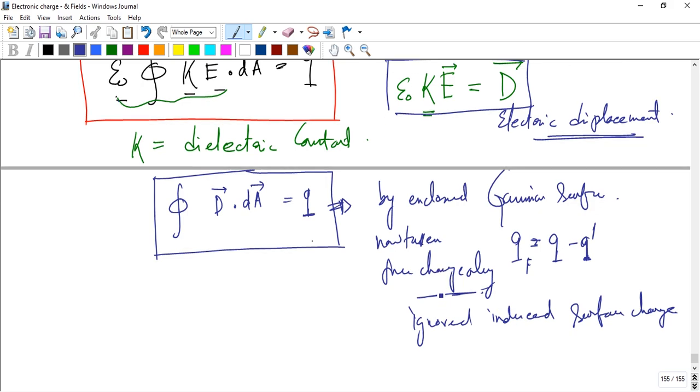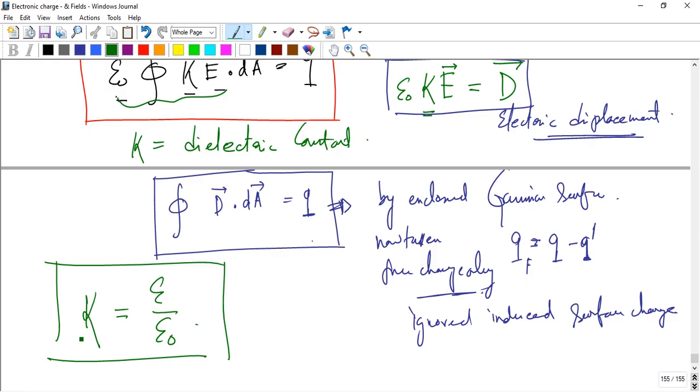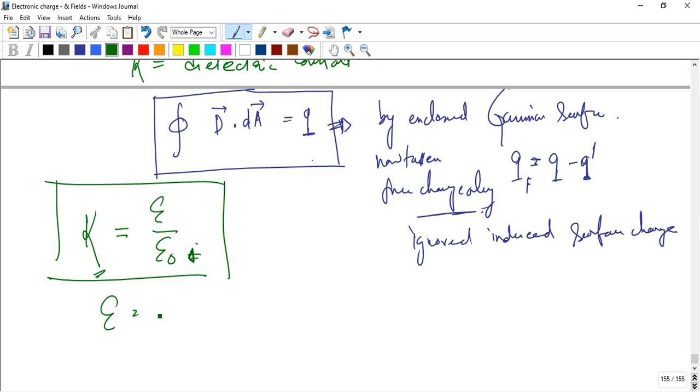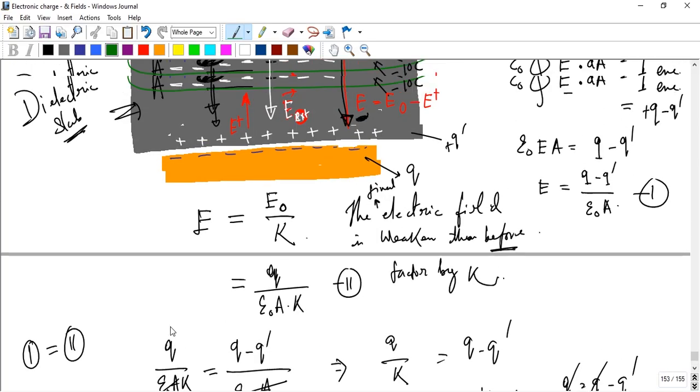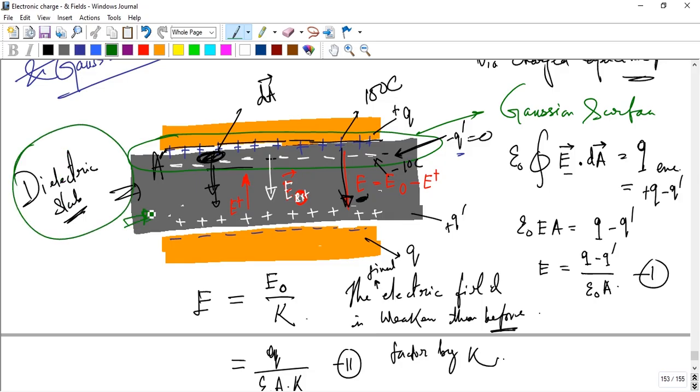Now the dielectric constant K is the important factor, equal to epsilon by epsilon naught, as we know from the previous class. Epsilon naught is the permittivity of free space, which now changes, so epsilon equals K times epsilon naught. When K equals 1, epsilon equals epsilon naught, meaning no dielectric is put in the capacitor. Otherwise there is some factor K, which comes from the dielectric slab.